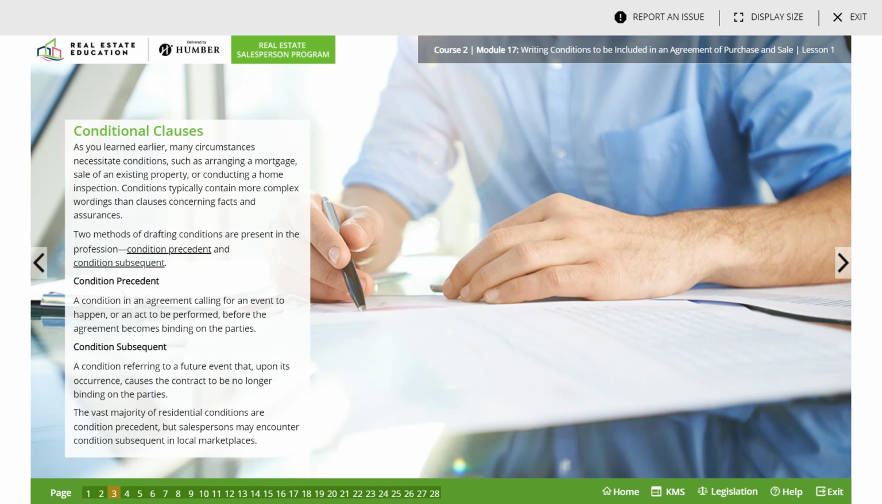There are 2 methods of drafting conditions. Conditions present in the profession are condition precedent and condition subsequent. A condition precedent is a condition in an agreement calling for an event of happening and an act to be performed before the agreement becomes binding to the party. A condition subsequent is a condition referring to a future event that upon its occurrence causes the contract to be no longer binding to the parties. Oh, we already read that, okay.